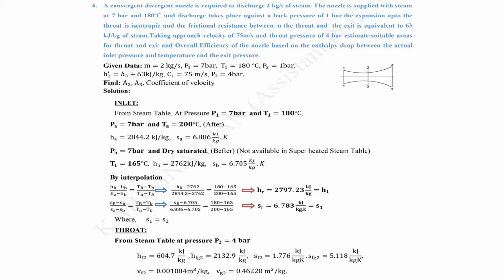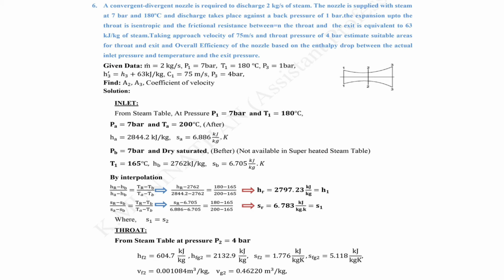And then this is the convergent-divergent nozzle problem. A nozzle is required to discharge 2 kg per second of steam. This is the mass flow rate of the problem. The nozzle is supplied with steam at 7 bar and 180 degrees Celsius, and discharge takes place against a back pressure of 1 bar. The expansion up to the throat is isentropic, and the friction resistance between the throat and the exit is equivalent to 63 kJ per kilogram of steam.